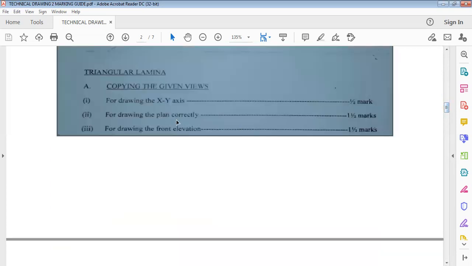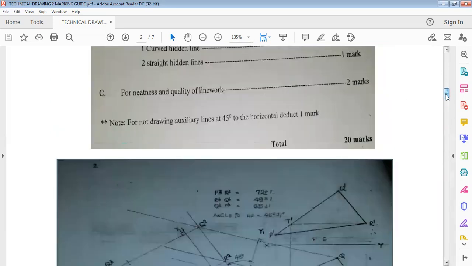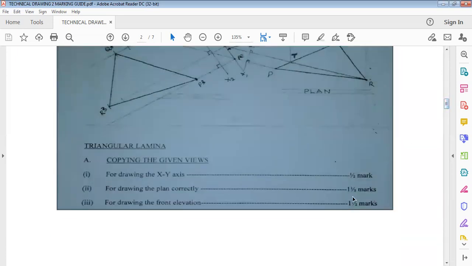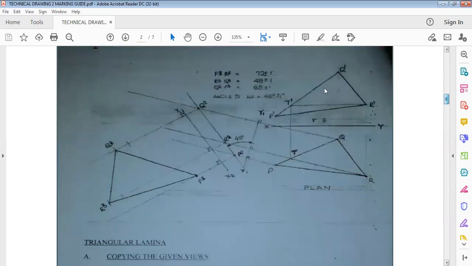And then for drawing the plan correctly, this is the plan. If you draw this plan correctly using the dimensions they give you, you have 1.5 marks. And for drawing the front elevation, you have 1.5 marks for that. This is the front elevation. If you draw it as given to you using the dimensions given to you, you have 1.5 marks for that.